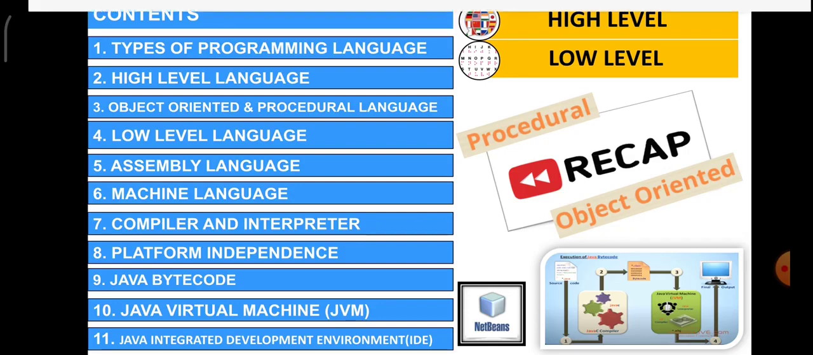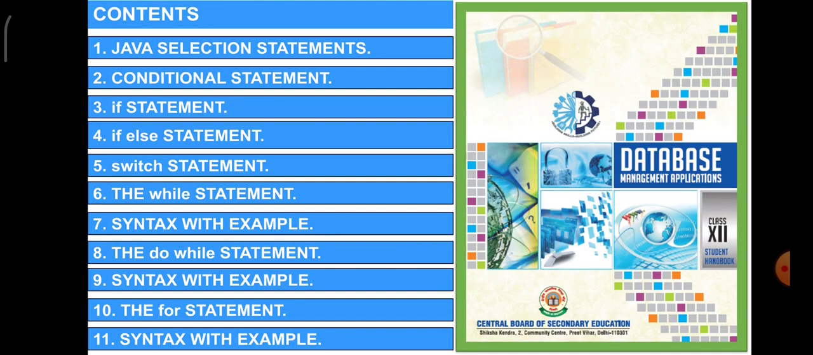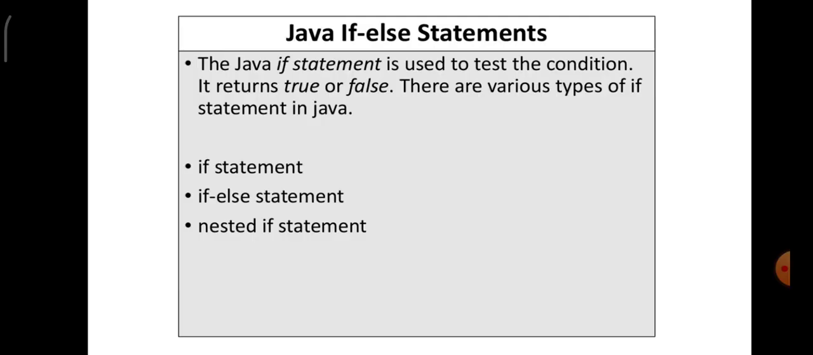And in this class, the contents that I will be dealing today is Java selection statements, conditional statement, if statement, if else statement, switch statement, the while statement, syntax with example, the do while statement, its syntax with example, the for statement, its syntax with example. And this is what you are going to learn today.